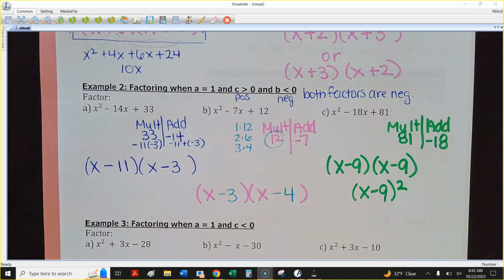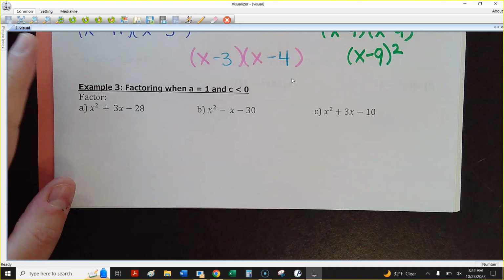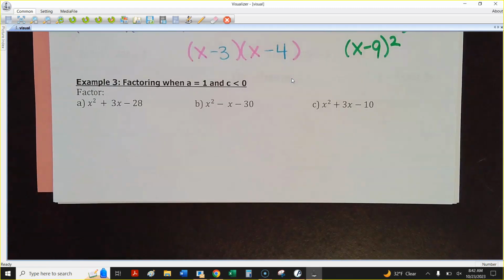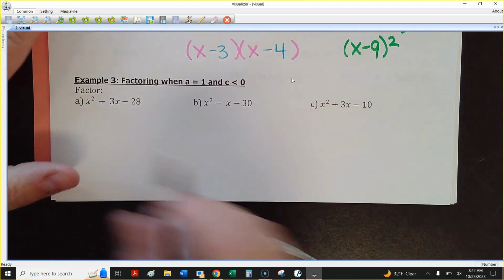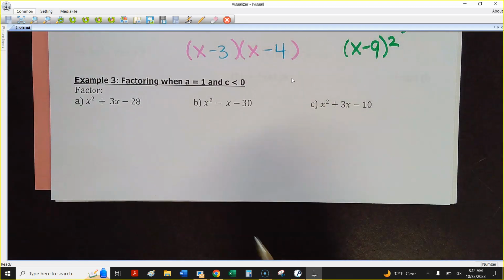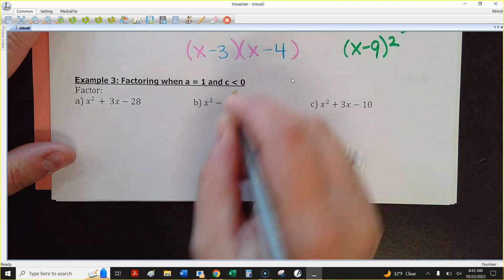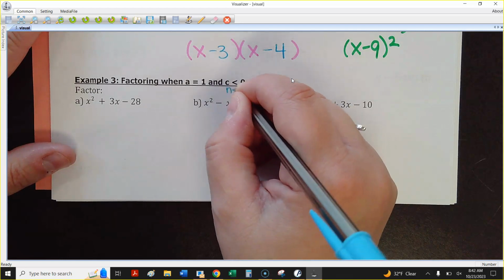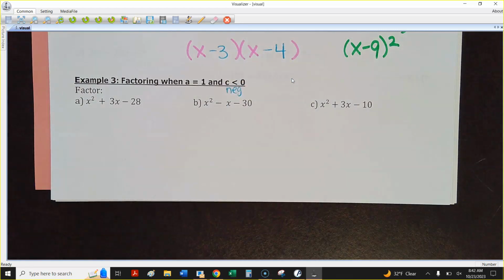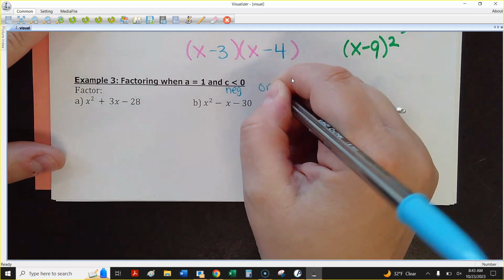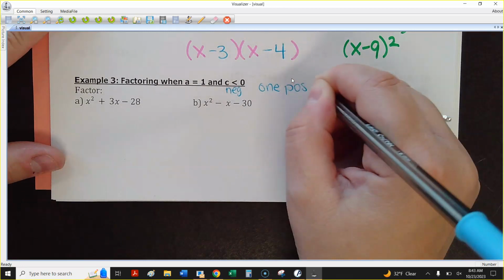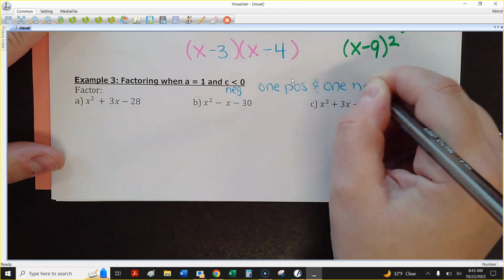All right, now this is the last possible case that you could run into for the way these can be laid out. And this one, the b value could be positive or negative, but this one says the constant term is less than 0. So anytime the constant term is negative, that's what that means, less than 0. To get two numbers to multiply to get you a negative number, which is what we're going to have here, you're going to have one positive and one negative factor.